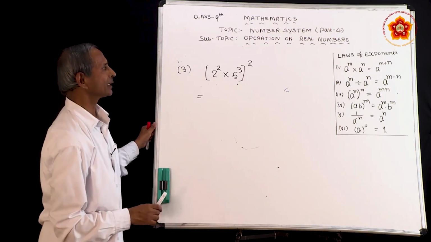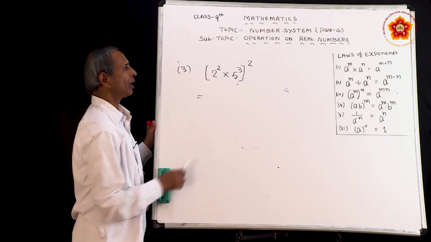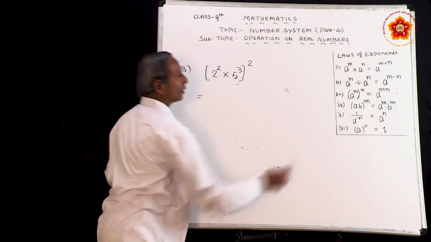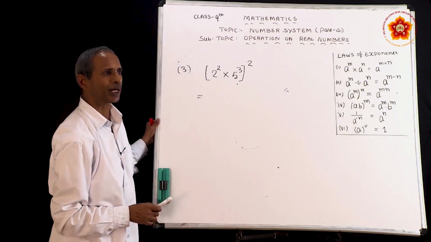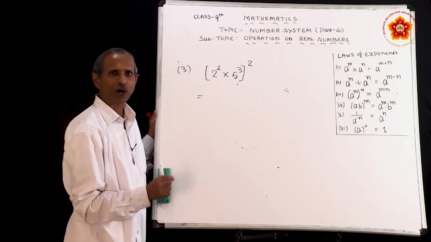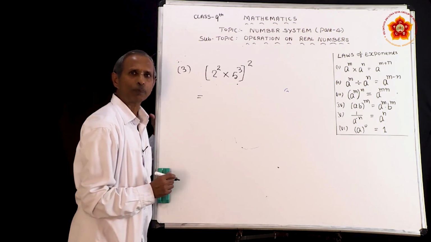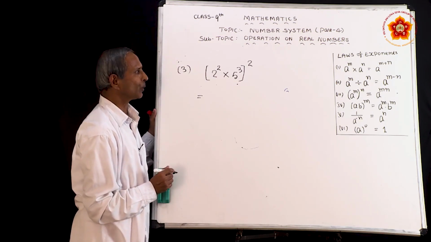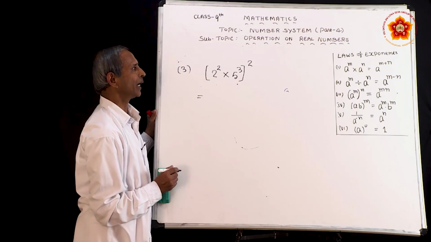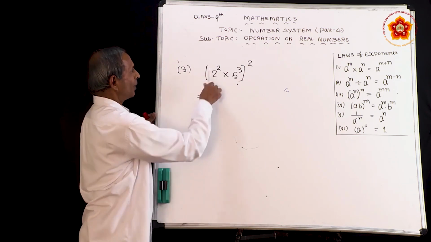Now in this case, we have to use formula number 4. There are two variables in the bracket. Therefore, you have to use that formula. (ab) whole to the power of n is equal to a to the power of n into b to the power of n. That formula I have to apply.